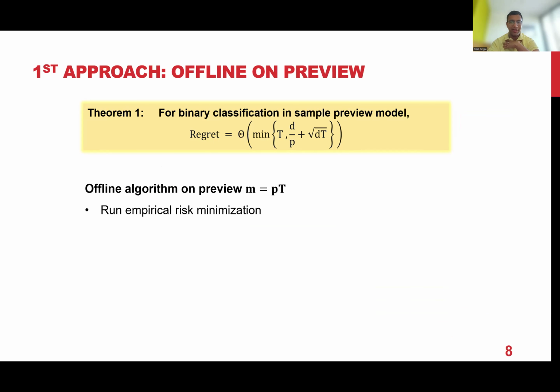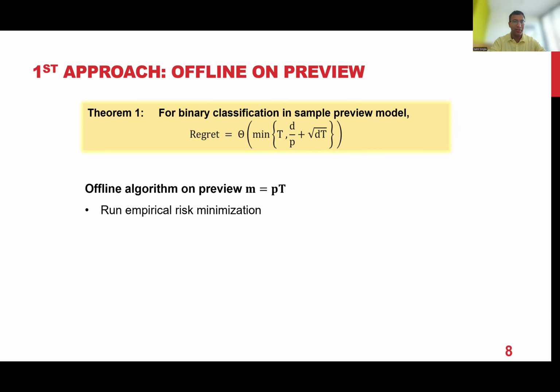I'm going to discuss multiple approaches. The first approach is maybe the simplest one: we're given this sample preview of size PT. Let's just run some offline learning algorithm on it, like some empirical risk minimization, which is known to do pretty well. And let's just play that for the remaining input. So for the remaining (1 minus P)T input, I'm just going to run this algorithm, whichever I choose.